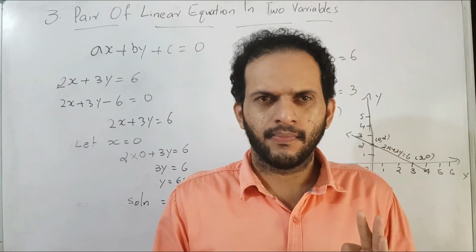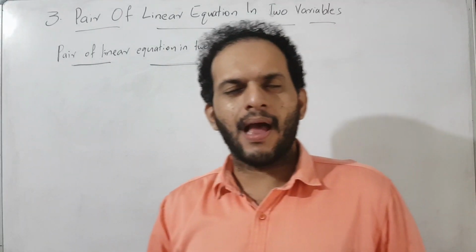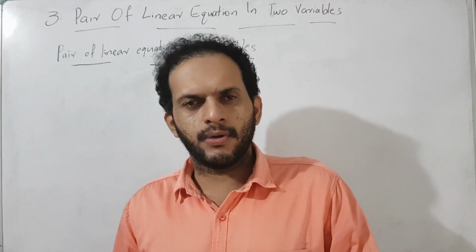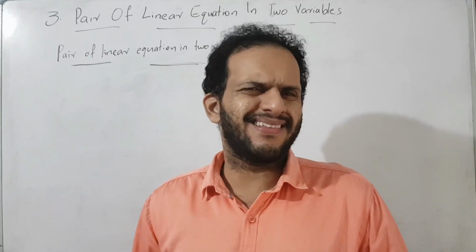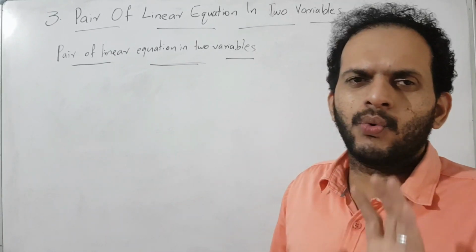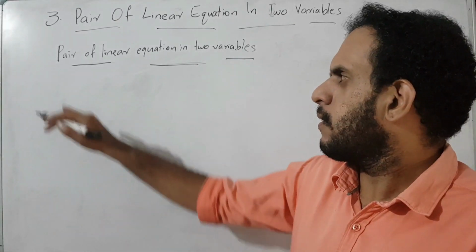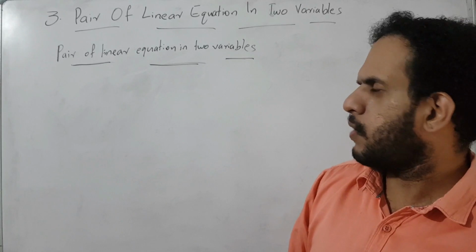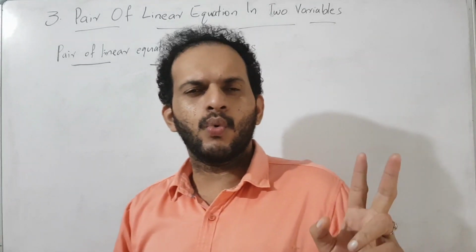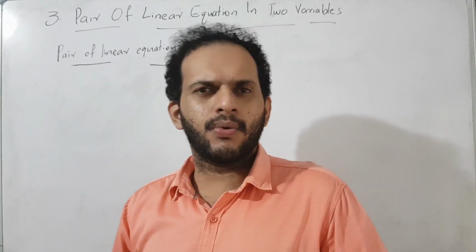Am I right? Next we are discussing the idea of a pair of linear equations in two variables. The only difference from a linear equation in two variables is that we have two equations in one condition. Okay, for example, what is the general form of linear equation in two variables? Here we have two equations. It's a pair of linear equations, correct? So we have two equations.